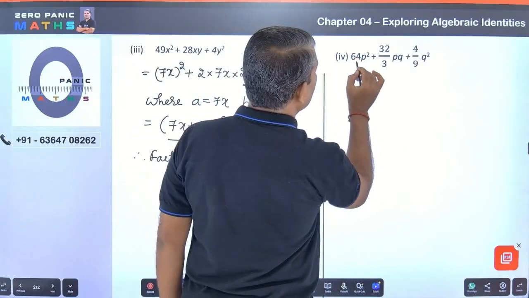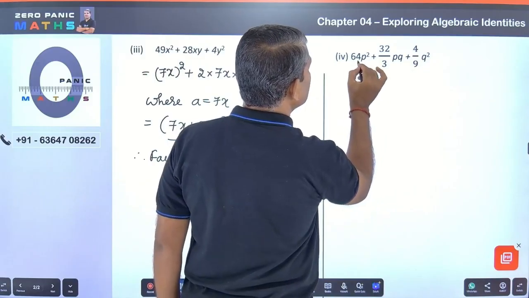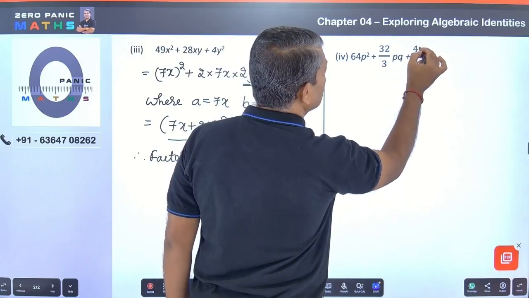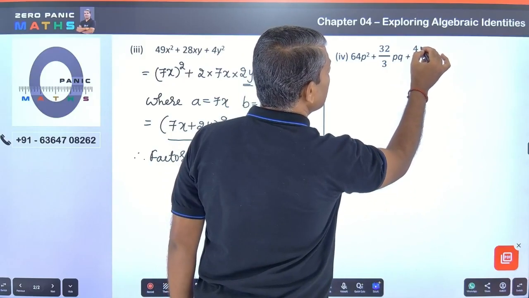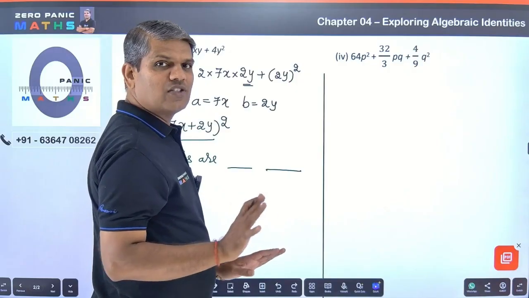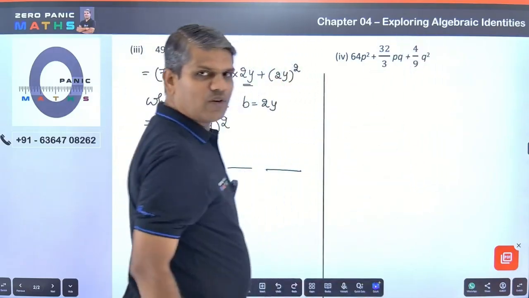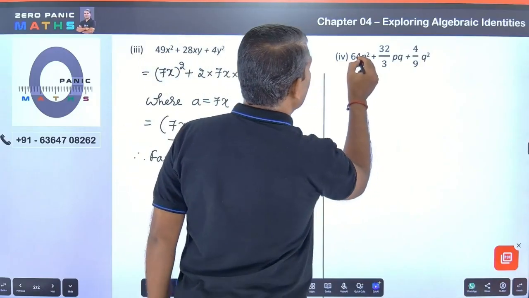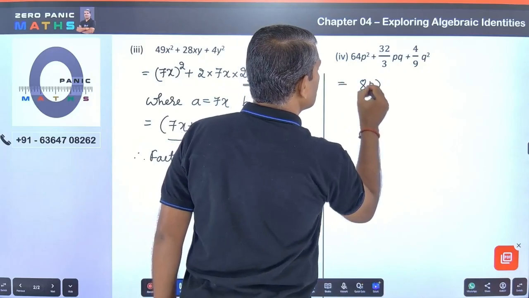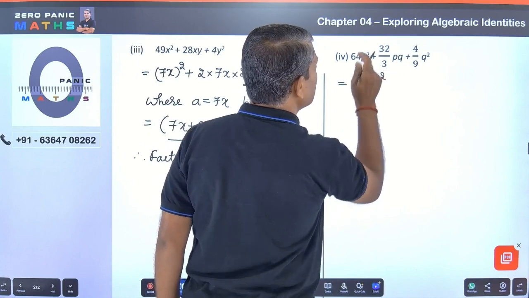Fourth problem, again the first term and the last term, you can observe that 64 is a perfect square of 8, and 4 by 9, though it is a rational number, the numerator 4 is a square of 2 and the denominator 9 is also a square of 3. So you can always write it as (2/3 q) square. Okay, you can do that. So let me write 64p square as (8p) whole square.